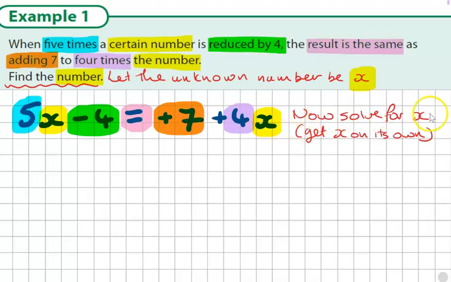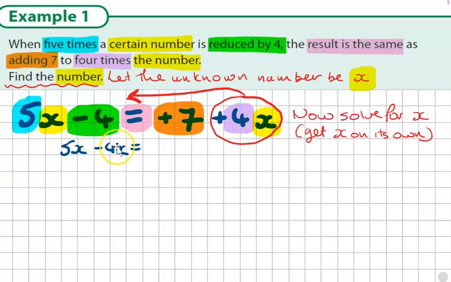So now we're going to solve for x, which means get x on its own. We're going to do letters to the left, numbers to the right. The 5x is already on the left, so that's a term containing a letter and it doesn't move. But this plus 4x has to come over the equal sign and become minus 4x. So the 5x stayed where it was, so it didn't change sign, but the plus 4x came over the equal sign and became minus 4x.